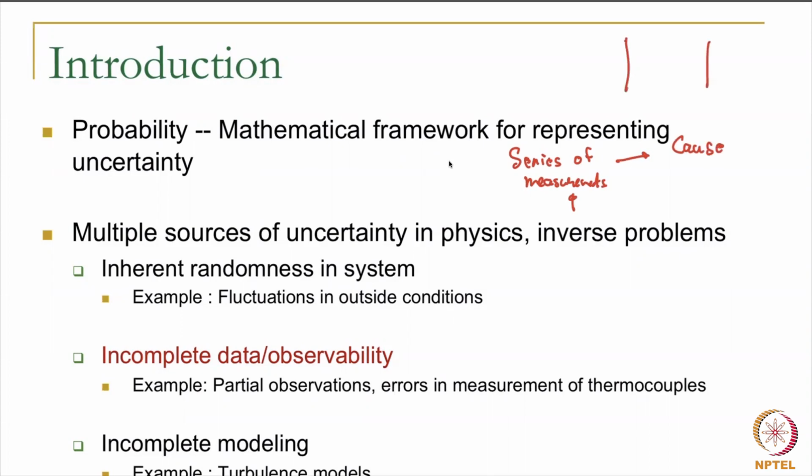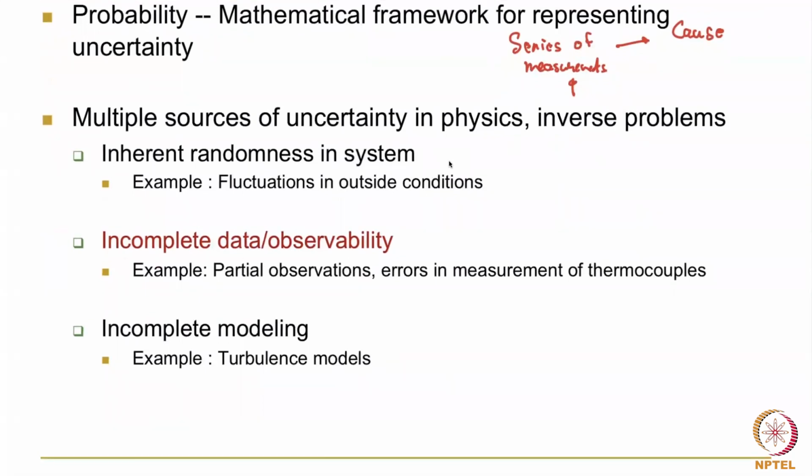Again, I'll go back to the example we looked at. Let's say we have a fin, we have a whole bunch of thermocouples, we measure the temperature and we want to find out what was the heat transfer here. Okay, so this is the cause and this is the effect. Now, of course, there are a whole bunch of sources of this uncertainty in physics. For example, you could start right at inherent randomness in the system. For example, you could start with quantum fluctuations or fluctuations in outside temperature, T infinity. Okay, so there could be a little bit of randomness in the system in the boundary conditions. So that's one place.